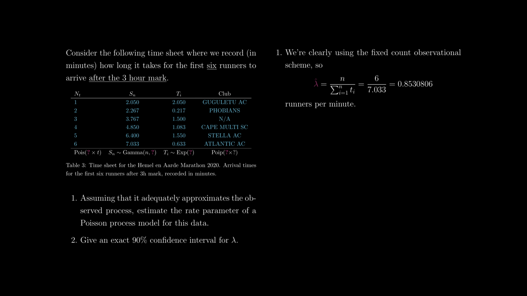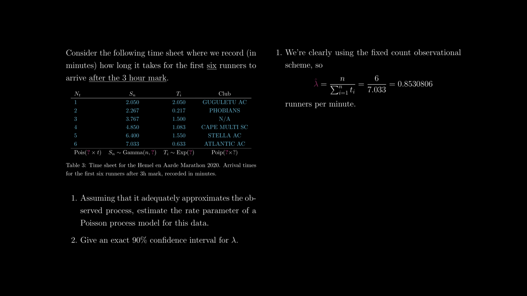So that means that we estimate lambda, so lambda hat, as being n divided by the sum over all of the t_i's. And then we calculate that as 6 divided by 7.033. Where did that 7.033 come from? It's the sum of all the inter-arrivals, which also happens to be the last arrival time.